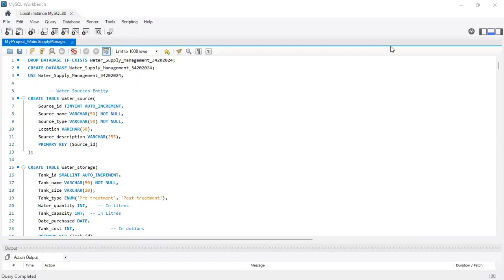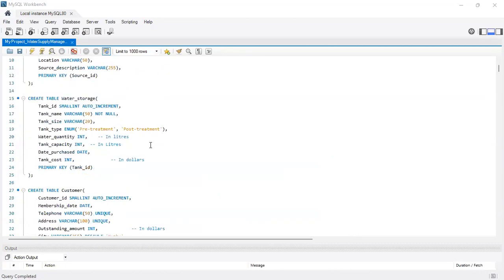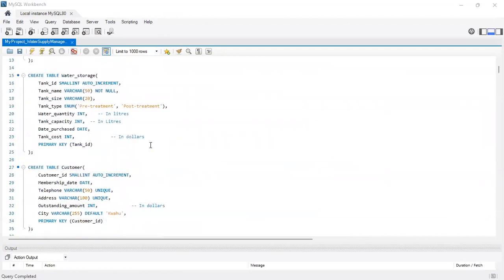So fast forward to our DDL, that is our data definition language, that's the SQL. We created the tables using the SQL. For the water source table, we have the source ID as its primary key, and it's an auto-incremented primary key. Most primary keys in this project are auto-incremented, and it takes values in the tiny int range, so it takes values within a very small range.